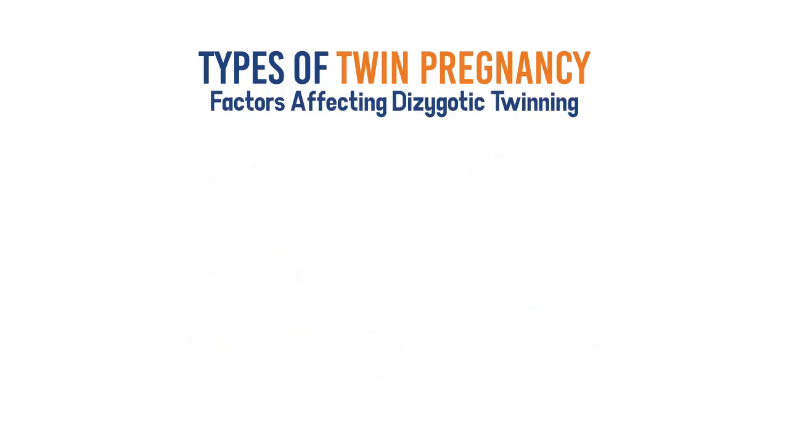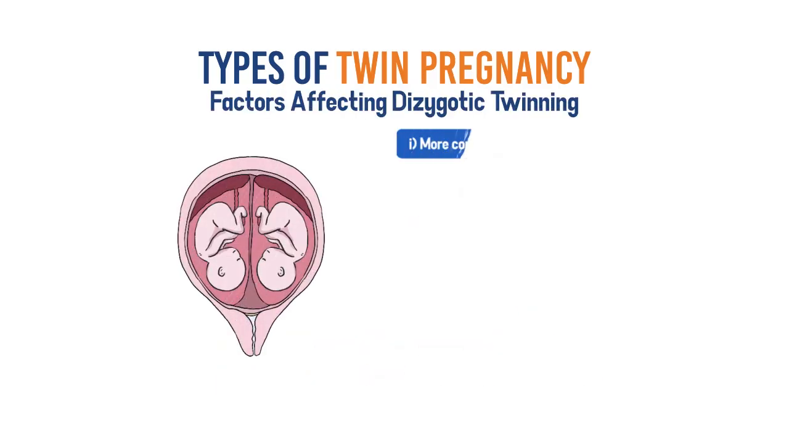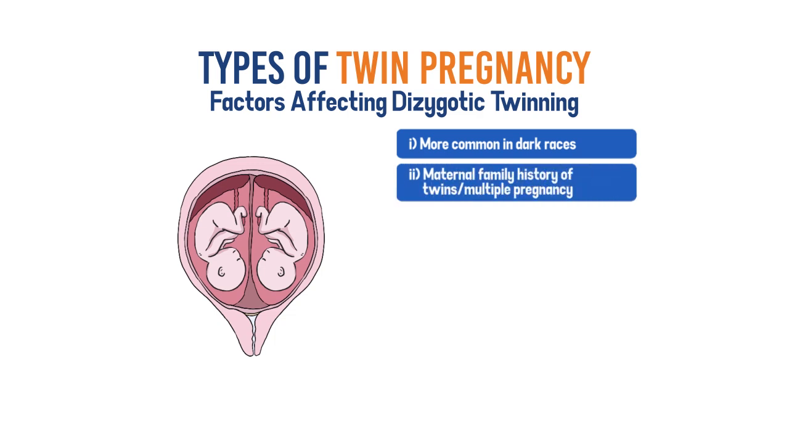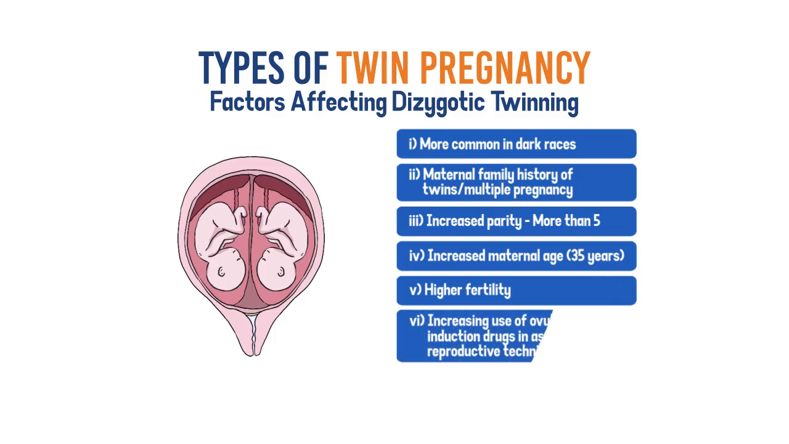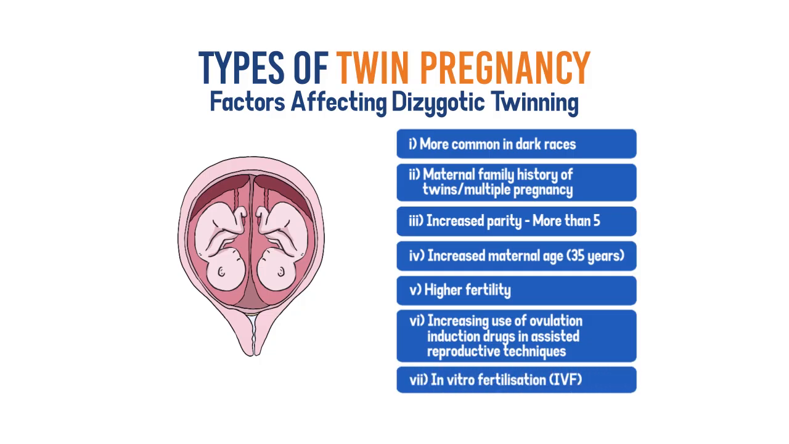These are the factors affecting dizygotic twinning. More common in dark races. Maternal family history of twins or multiple pregnancy. Increased parity. Increased maternal age. Higher fertility. Increasing use of ovulation induction drugs in assisted reproductive techniques, and in vitro fertilization, IVF.